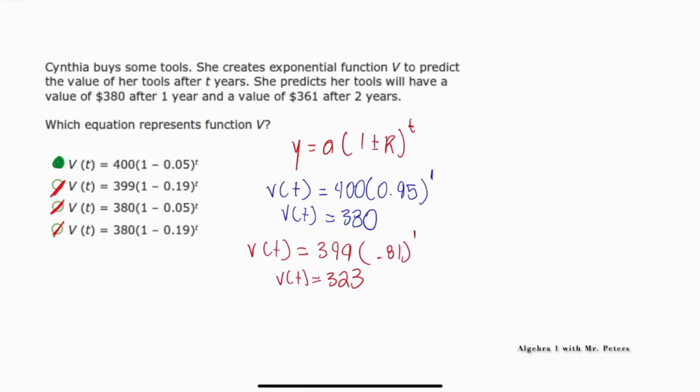So if you have these type of problems, it's always good to understand the equation or the formula and how to substitute and simplify to determine if the year 1 and year 2 match up.